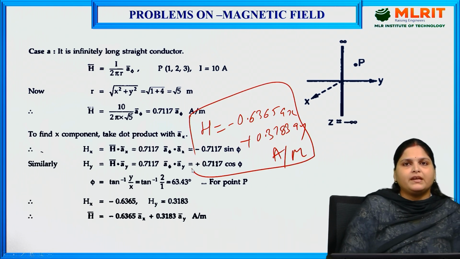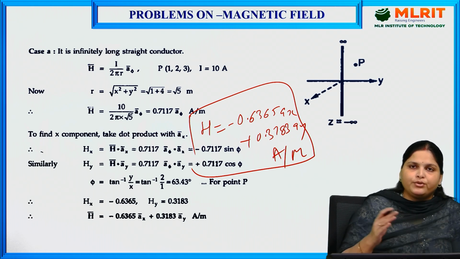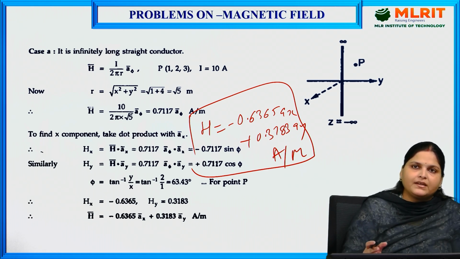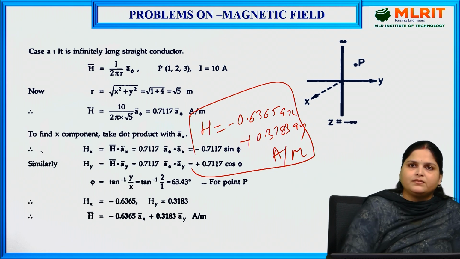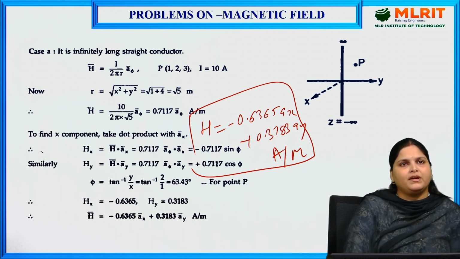This is the field at point P due to this infinite length current carrying conductor. And as it is infinite length, it means it is extending from minus infinity to plus infinity.